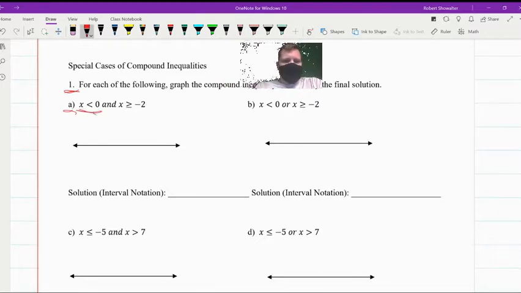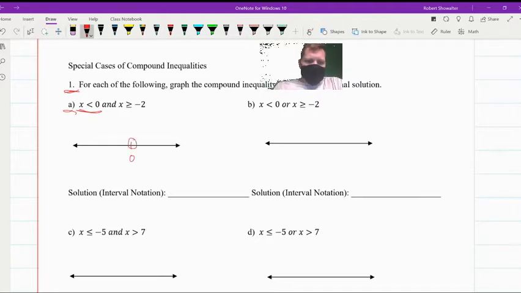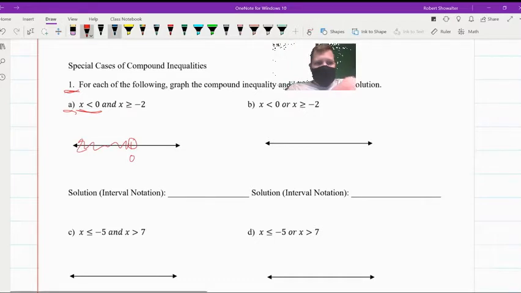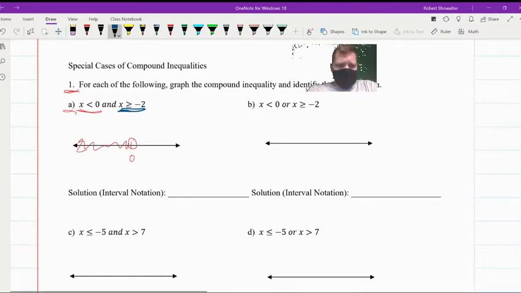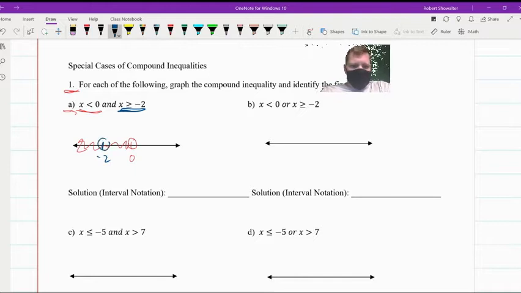So here we go. This first one, x is less than 0. So we're going to turn around. Here's 0, so we're going to do an open circle on that. Less than is going to shade to the left. Now, if I check this one out in blue, we're going to do x is greater than or equal to -2. So I'm going to take -2, greater than or equal to as a closed circle, and we're going to go to the right.